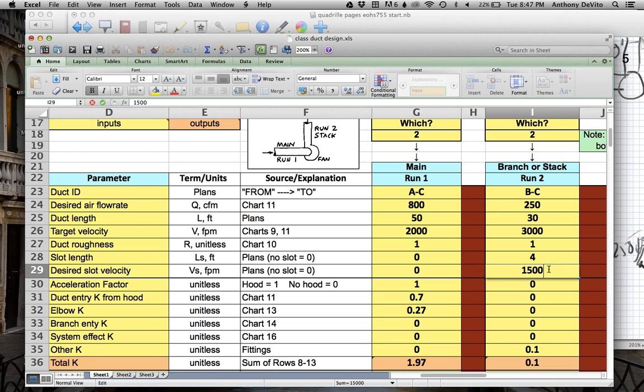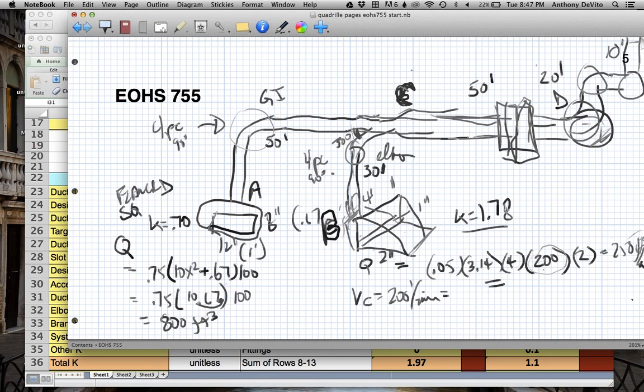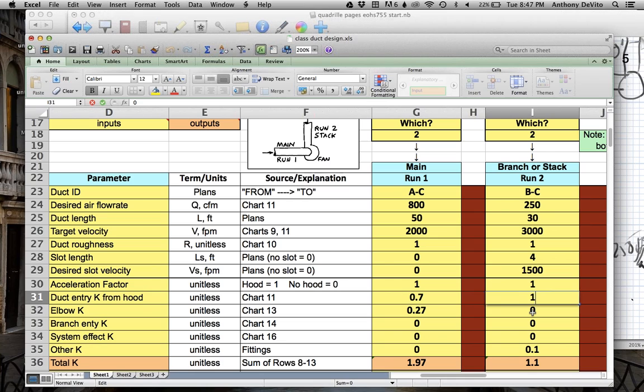Okay, the acceleration factor. Whoops, I put an extra 0 there. The acceleration factor, what is that? If I'm coming from a hood, it's 1. No hood, it's 0. We're coming from a hood, so it's 1. Chart 11, duct entry factor from that hood. What was that? 1.78. Remember, that's because it has a tapered takeoff, right? If we're a straight takeoff, there'll be more turbulence and it's higher.